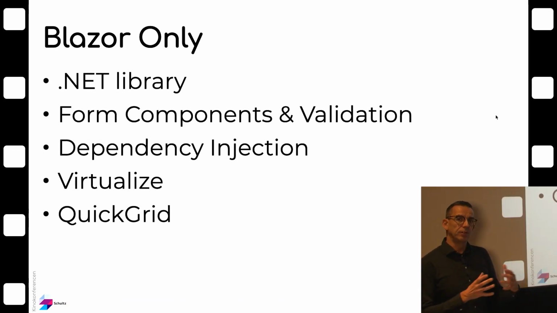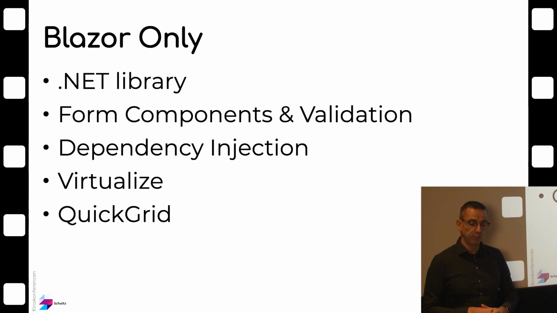On the other hand, Blazor is not a library. Blazor is a framework. It gives you the .NET library with all the features in there. A better way to handle months, for example. Month doesn't start with 0 for January. Of course, we have seen the forms and dependency injection, but there's also a virtualized list and a quick grid.